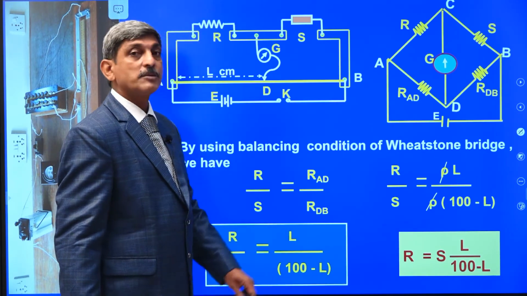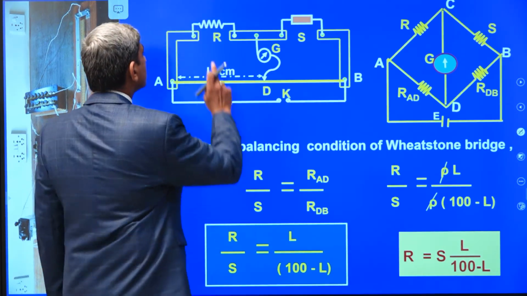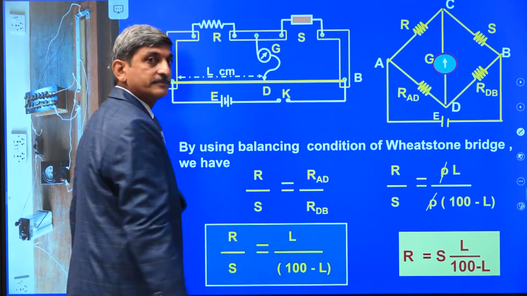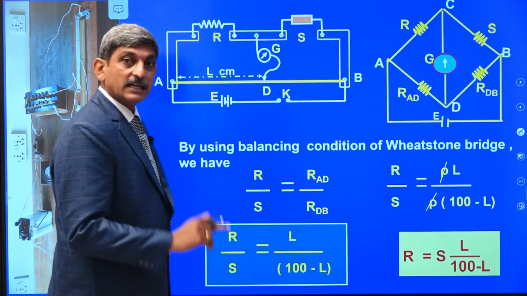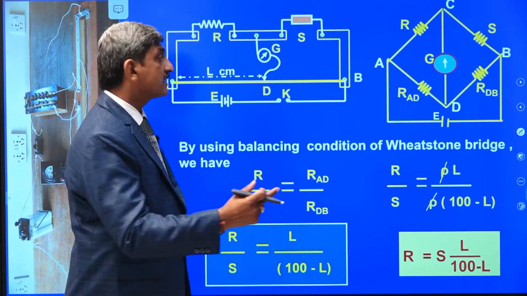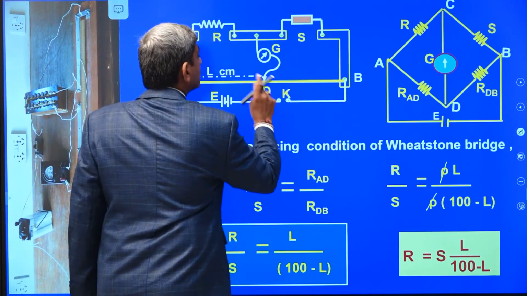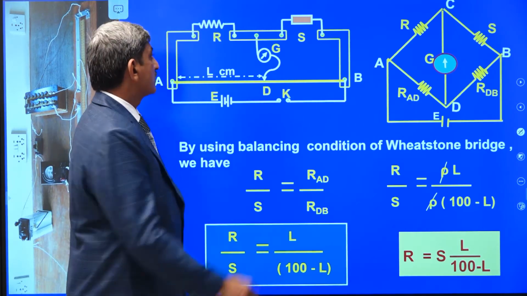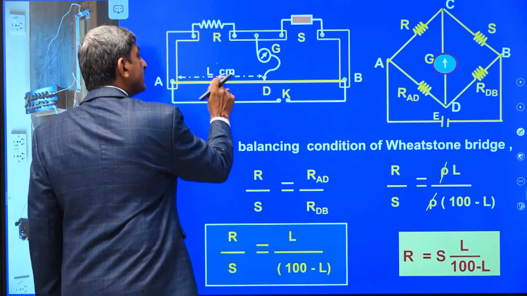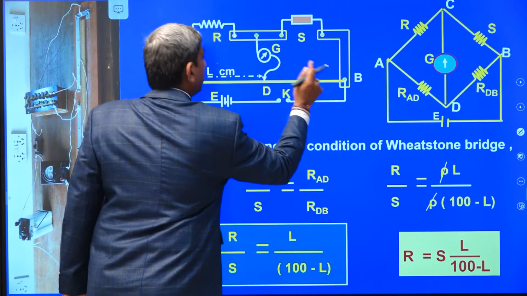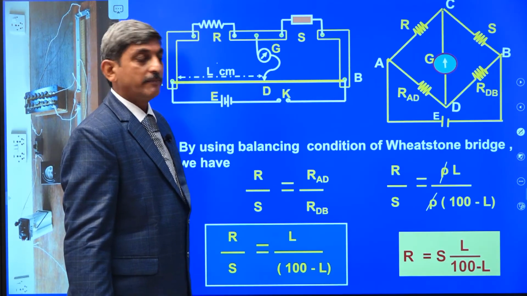This can also be easily remembered. What is this R by S? Ratio of the resistances in the left gap to the right gap. That is equal to what is L by 100 minus L? That is the ratio of the lengths measured from the left end and right end up to the balancing point. So, left resistance by right resistance is equal to balancing length from the left end divided by balancing length from the right end. That is the balancing condition of the meter bridge.